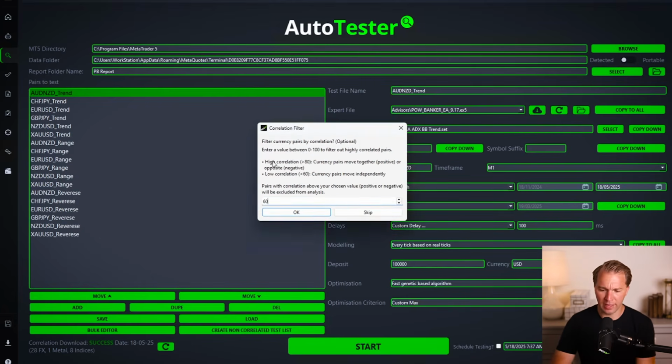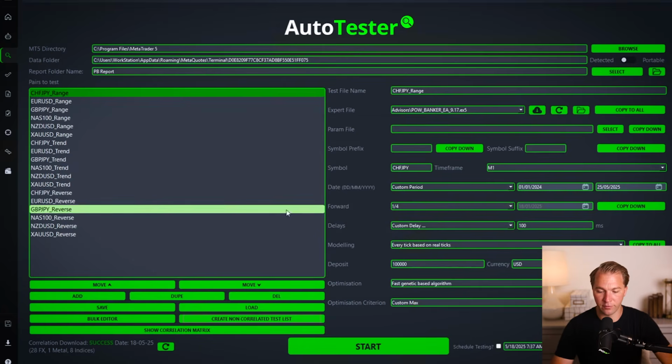So if we do this, and then you can set in AutoTester, it allows you to set the value between 0 to 100. How correlated or non-correlated do you want to be? Now, the trade-off here is if you try to get too non-correlated, it's going to limit the number of pairs and instruments you can test for. And it's also going to start pulling in some kind of obscure pairs, which might not always be the best to trade, might have low volume, for example. But 60 is a good kind of default value.